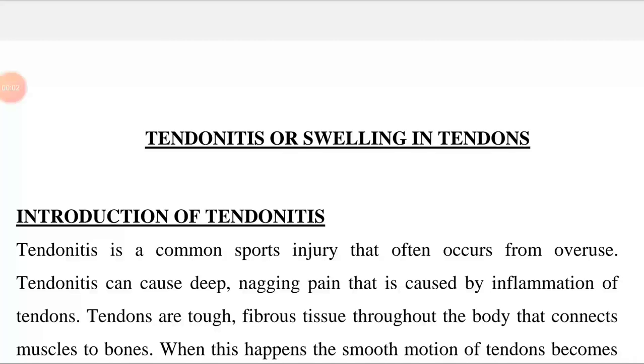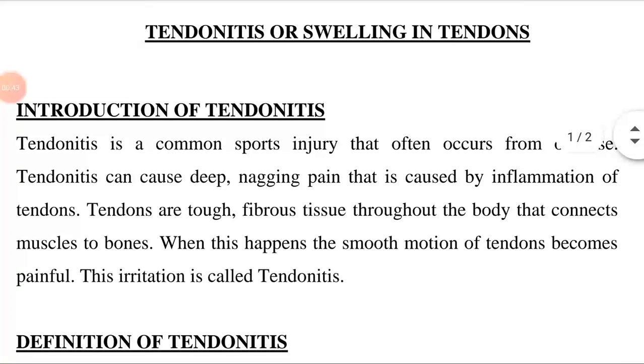Hello friends, today our topic is tendinitis, or swelling in tendons. Tendinitis is inflammation of a tendon, most commonly from overuse, but also from infection or rheumatic disease. Swelling is an abnormal enlargement of a part of the body. A tendon is a flexible but inelastic cord of strong fibrous collagen tissue attaching a muscle to the bone.